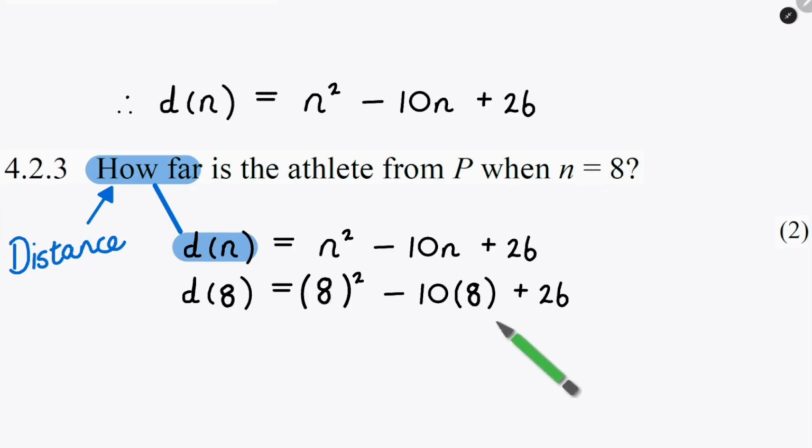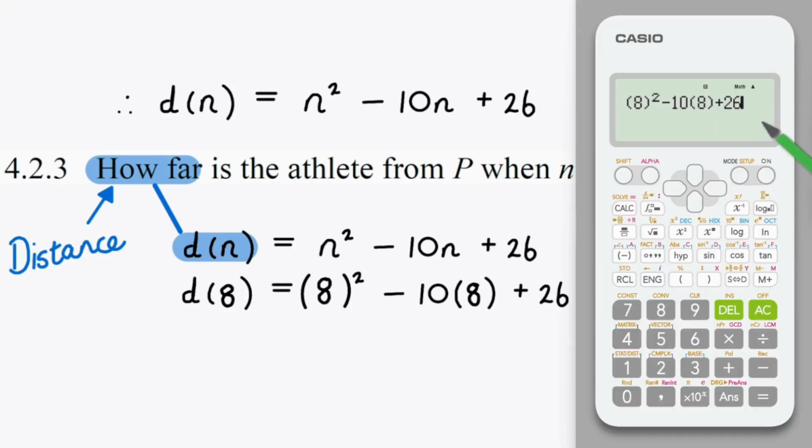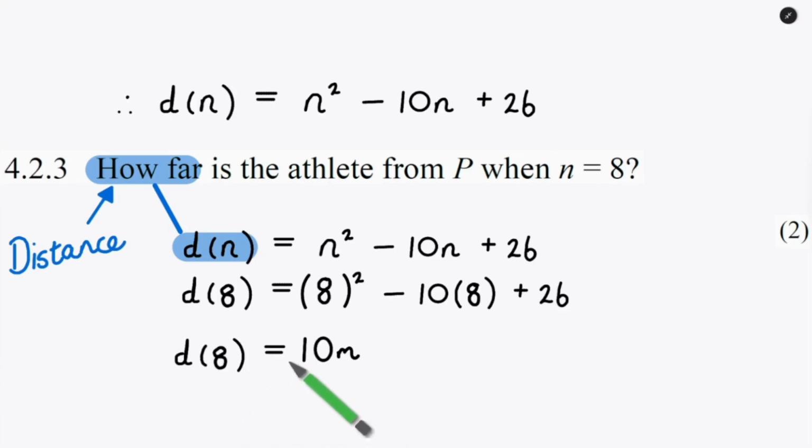So we go ahead, pop those in there, and then we're going to ask Uncle Calculator for a bit of assistance there. Can you help us there, Uncle? Oh, thank you, man. 10 meters. So the distance will be 10 meters when n equals 8. And your 2 marks are awarded from the substitution step as well as the final answer step.